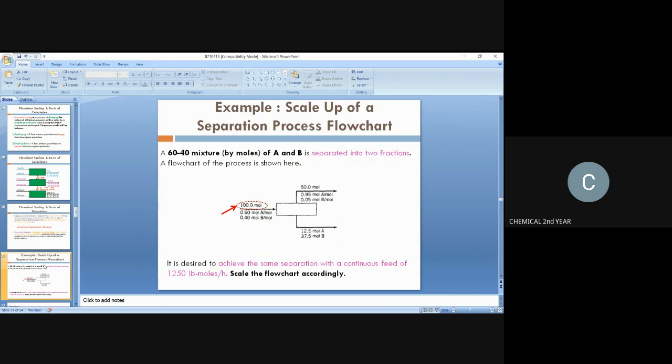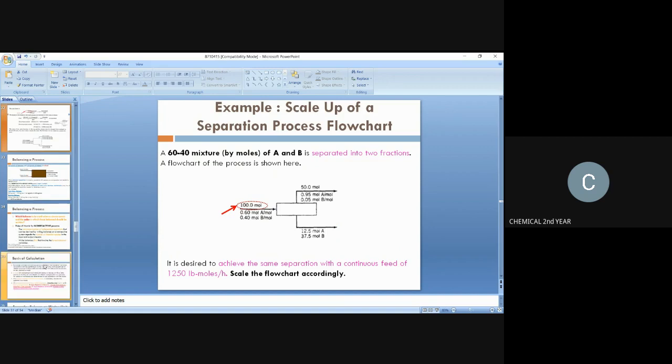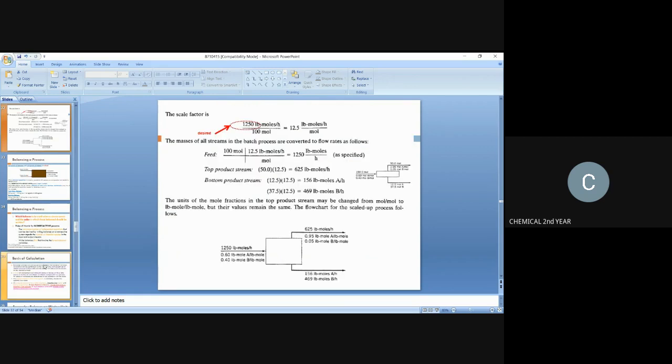It is desired to achieve the same separation with a continuous feed rate of 1250 pound moles per hour. Scale the flowchart accordingly. The scale factor is 1250 lb moles per hour per 100 moles, so 12.5 lb moles per hour per mole.